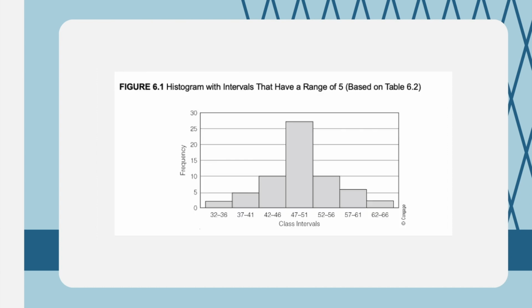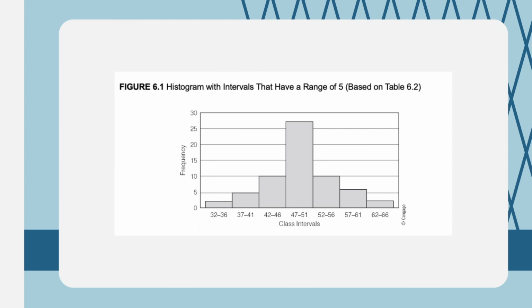So having the intervals is going to be very easy for me because now I can make a histogram with those intervals that are based on the range of 5. So here are my class intervals, 32 to 36, 37 to 41, and so on. And here we go. I have 2 people that are in that range. As we go up, it comes up to 5. Up here we have 10. My highest one is a little bit between 25 and 30, and then it goes down again.